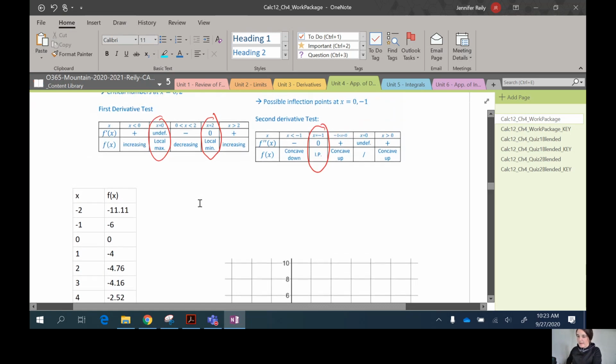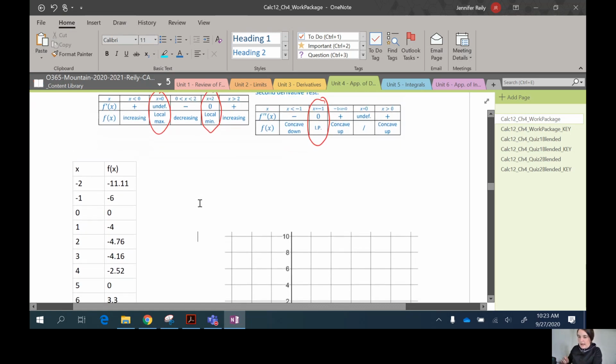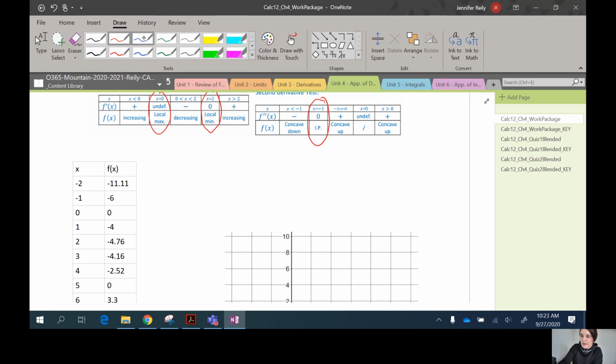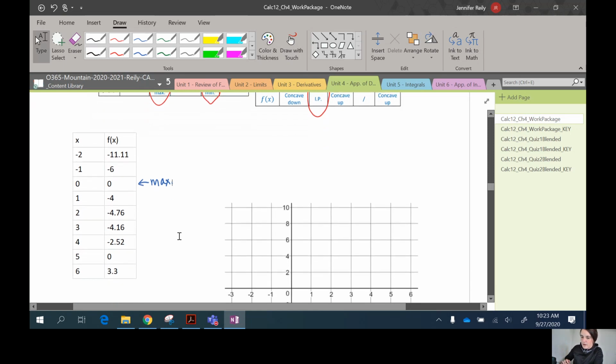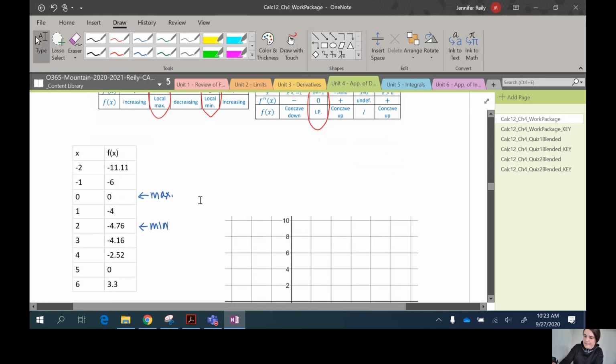Before I plot, I'm just going to remind myself of my key points here so I get them right. So 0 was my maximum. It's either local or global, not sure. x equals 2 was a minimum. And then I had one inflection point at -1.